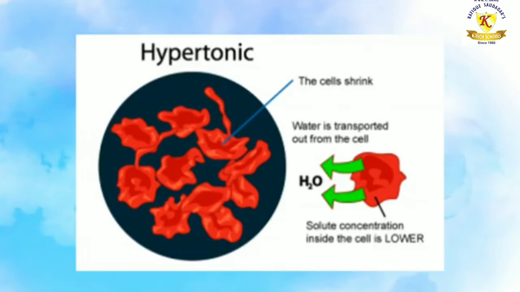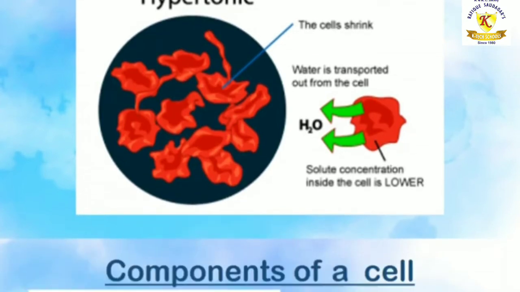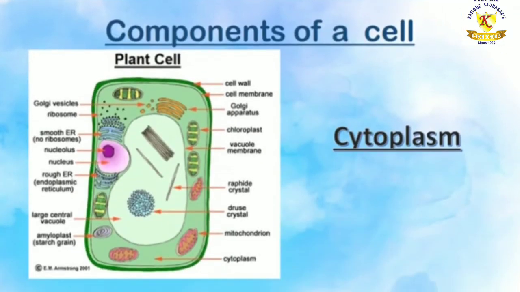If a plant cell or animal cell is kept in hypertonic solution, water comes out of the cell by the process of exosmosis, and there is a contraction of cytoplasm. So children, this process is called plasmolysis.